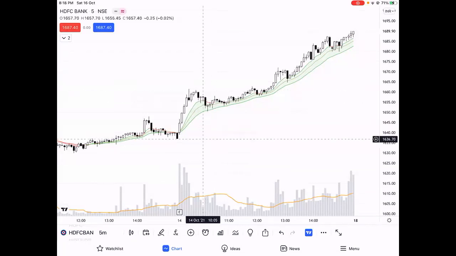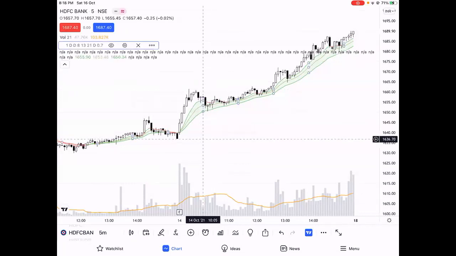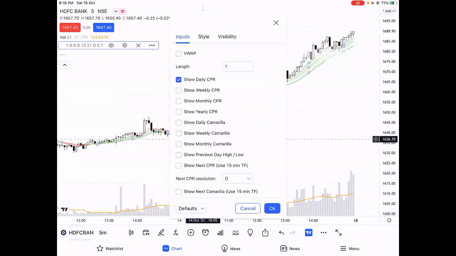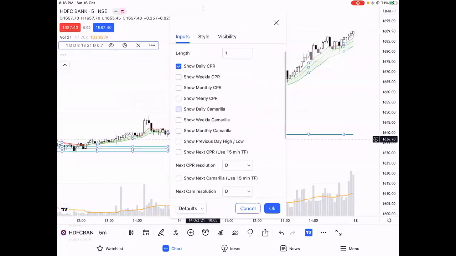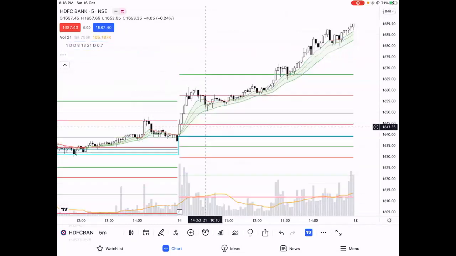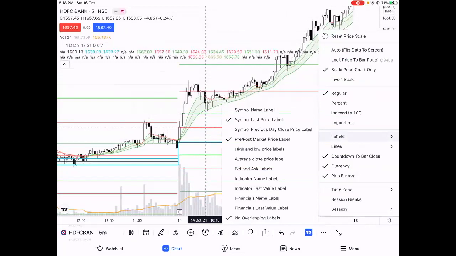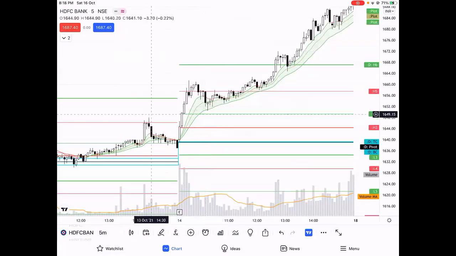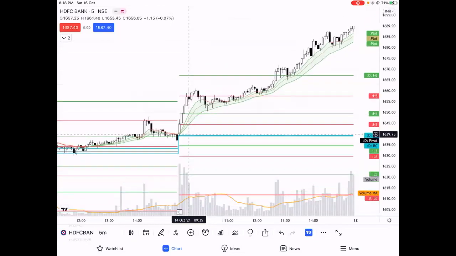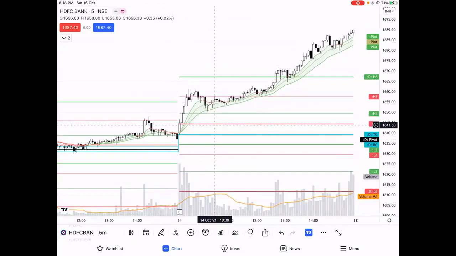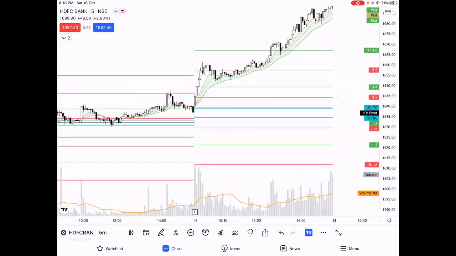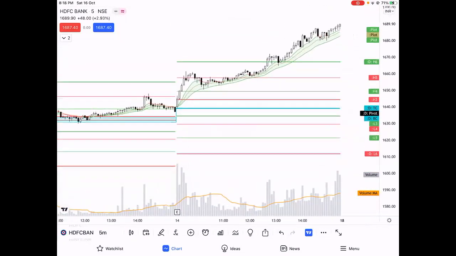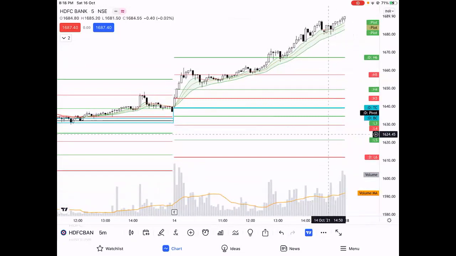So let's see with HDFC here. Let me apply daily CPR, Camarilla, right? So here you can see we had trend continuation confirmation when the level took out H3, right? When the script took out H3, we had a confirmation here that the trend is continuing. So we are in a bullish trend, correct?